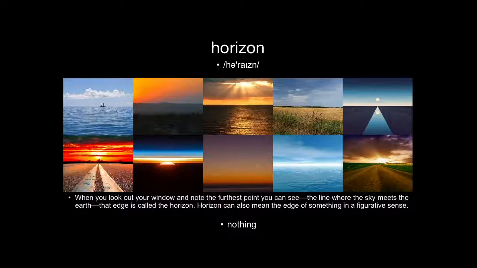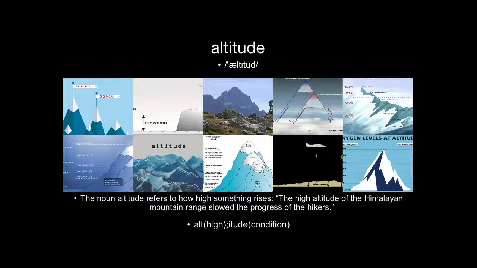Horizon. When you look out your window and note the furthest point you can see, the line where the sky meets the earth, that edge is called the horizon. Horizon can also mean the edge of something in a figurative sense. Altitude. The noun altitude refers to how high something rises. The high altitude of the Himalayan mountain range slowed the progress of the hikers.